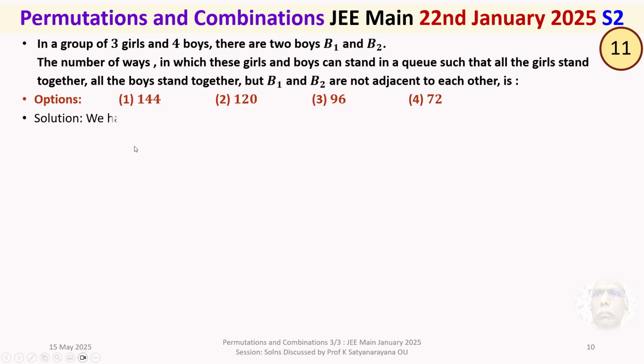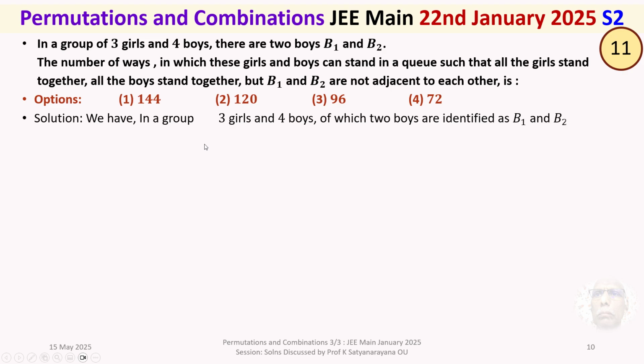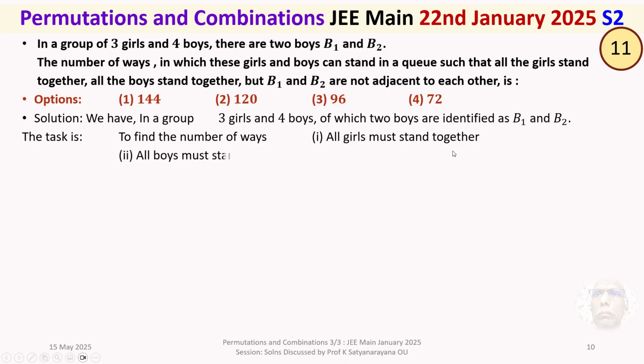Let's now discuss the solution of the problem in detail. We have in a group 3 girls and 4 boys. Out of these 4 boys, 2 boys are identified as B1 and B2. What is our task? The task is to find the number of ways with the following conditions. First, all girls must stand together. Second, all boys must stand together. Third, the particular boys B1 and B2 should not be adjacent.